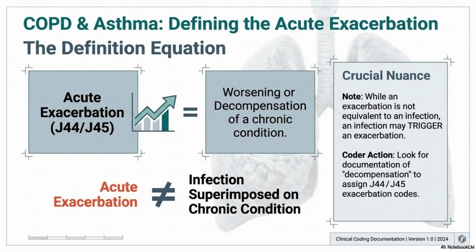When we talk about COPD or asthma, the key question is: is the patient decompensating? Clinically, an acute exacerbation means the chronic condition has worsened beyond the patient's baseline. And here's the nuance. An infection doesn't automatically equal an exacerbation, but it can definitely trigger one. So as coders, we're looking for documentation of worsening, flare, or decompensation before assigning those J44 or J45 exacerbation codes.